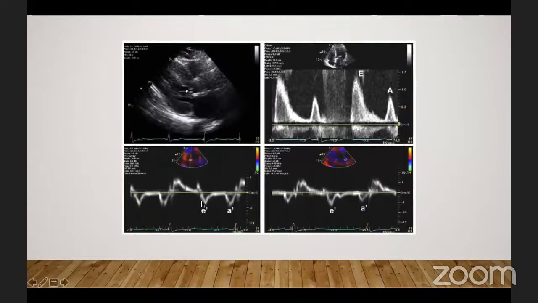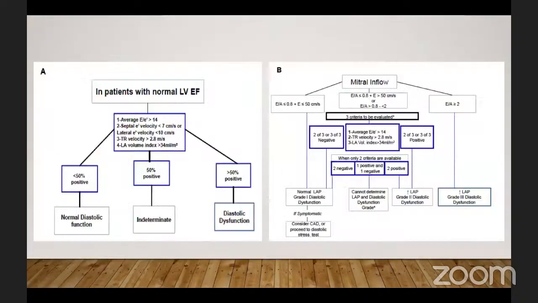So this is the E wave, and this is the A wave, and it's called the E prime and the A prime in the tissue Doppler. So in assessing the diastolic dysfunction, either the patient is having a normal LV function, and this is the latest. They used to use the old classification to class it to class 1, 2, 3, and 4, but this is the latest classification for diastolic dysfunction.